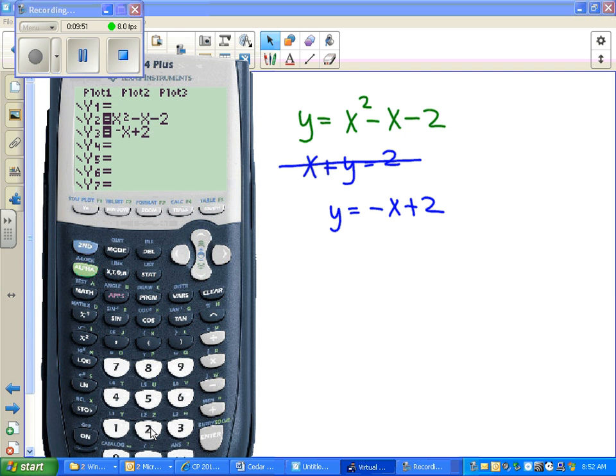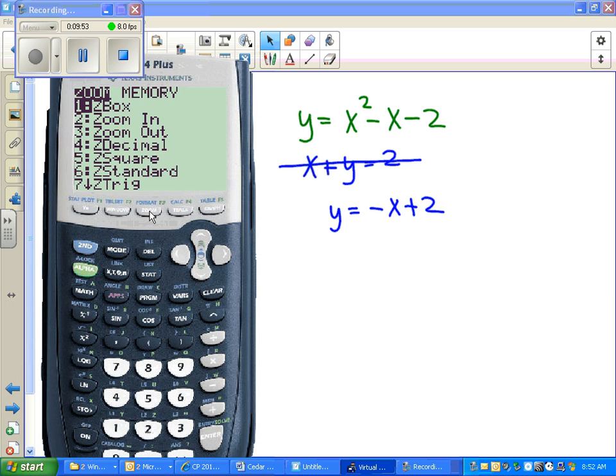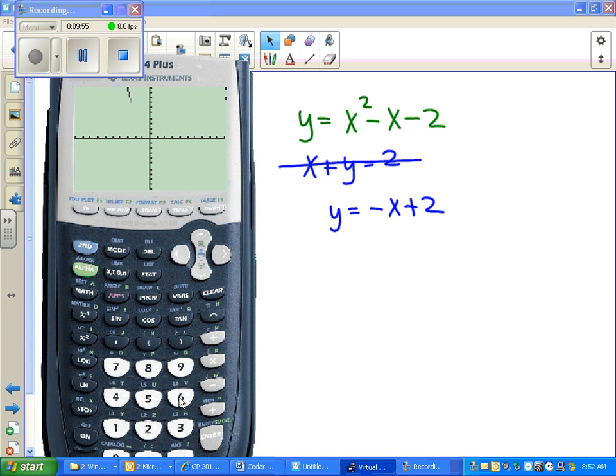Negative x plus 2. Make sure you don't type in there minus x plus 2. Calculator doesn't understand that. All right, so I'm going to zoom standard. I'm going to do zoom and then hit 6. So there's my graphs. I see the U shape and then I see the line. So we're looking at a quadratic and a linear, trying to identify where they cross. What do I do next?